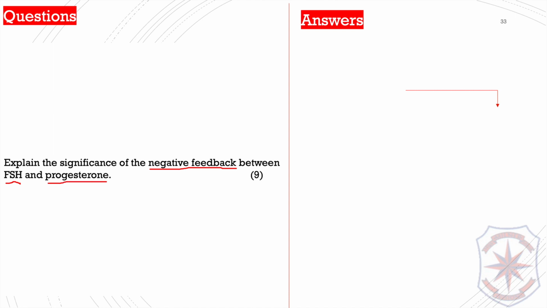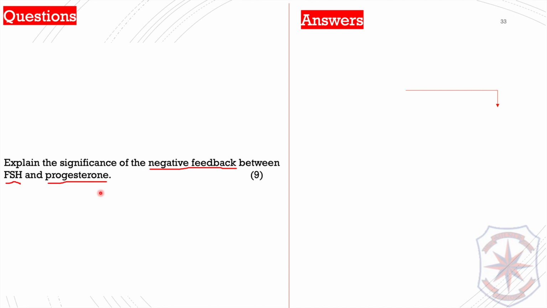Okay, negative feedback between two hormones, which are FSH and progesterone. It is very important for you guys to understand this concept because it is an exam type question that has its own individual bullet on your examination guidelines. Because it has its own individual bullet, that's how important it is.